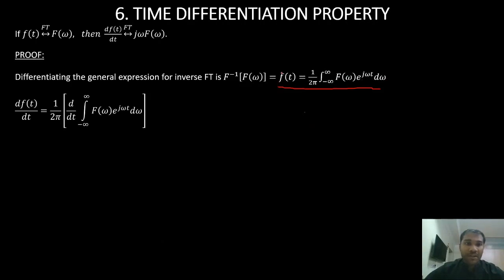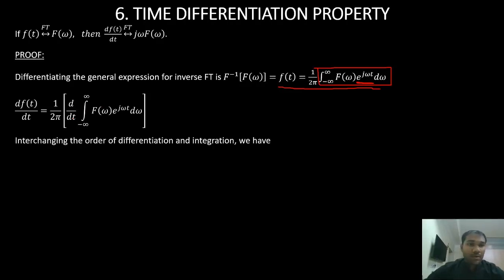Now I am differentiating it on both sides. So differentiate this with respect to t, I'll get d by dt of f of t, and on my right hand side 1 by 2 pi. Differentiate with respect to t. Where is t here? Here, right? This is the t term. So I will differentiate this whole thing with d by dt, right?